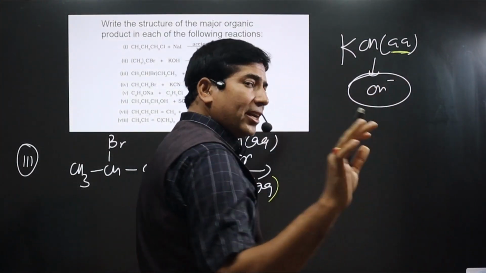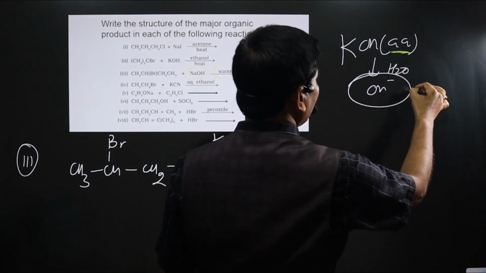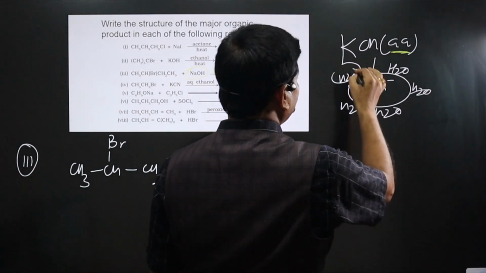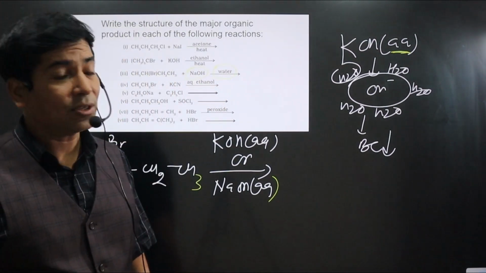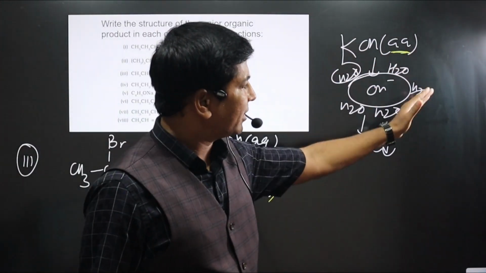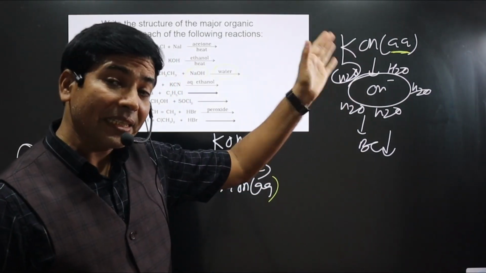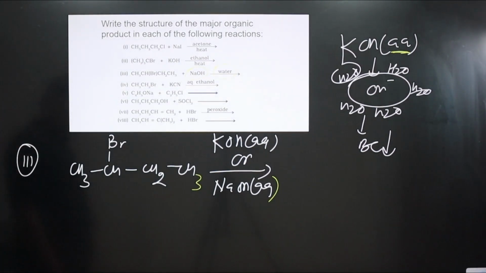As soon as OH minus ion is liberated, it will be surrounded by water molecules. Easily it gets hydrated. When it gets hydrated, its basic character goes down. It is getting hydrated and hence its basic character is going down. That's why it does not act as a base. It acts as a nucleophile, a strong nucleophile.